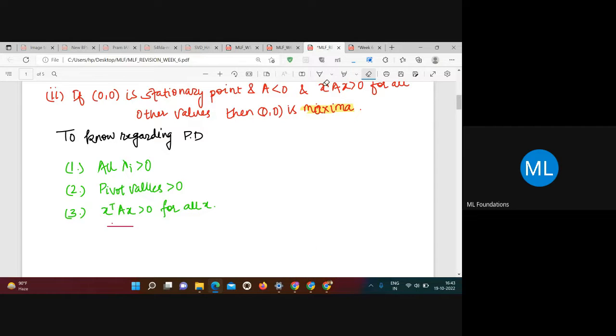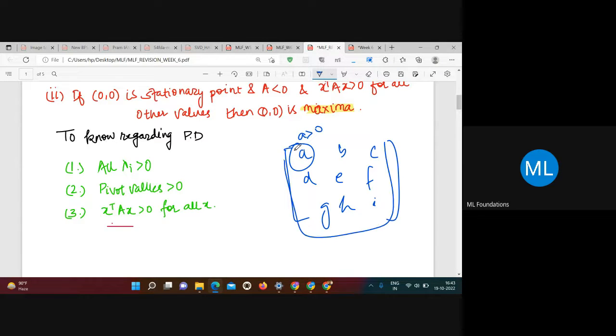For example, it's a 3 cross 3 matrix, something A, B, C, and D, E, F, G, H, I. So the determinant is fine, and the coefficient also. You got A as positive, and the determinant as positive. Then you need to see whether the leading determinant for A, B, D, E is positive or not. If this is positive, then you can say this is positive definite. But if it's not, then there are other conditions that you have to check.